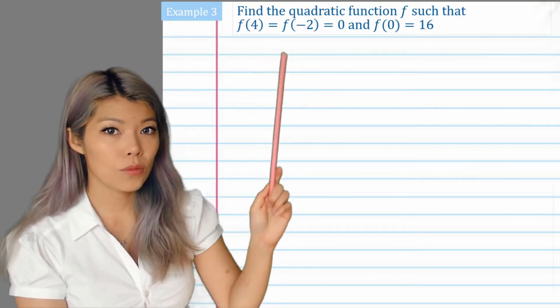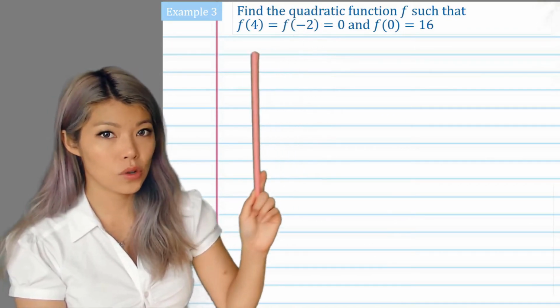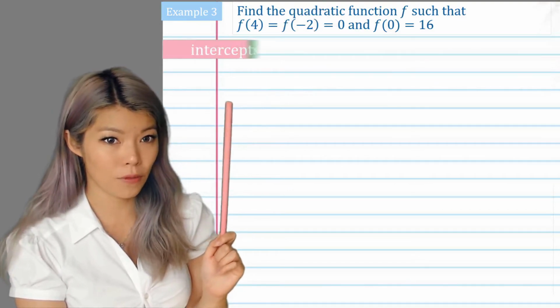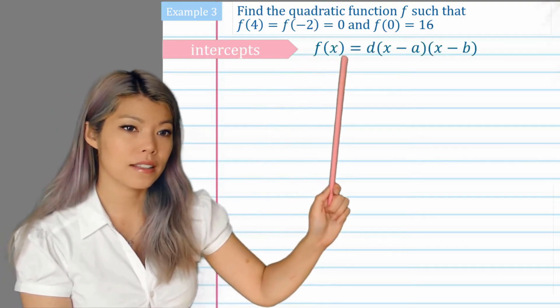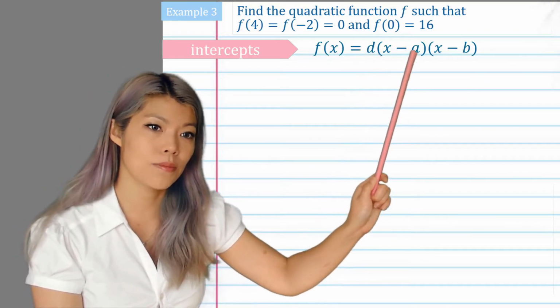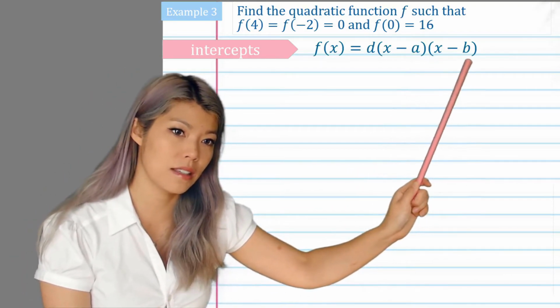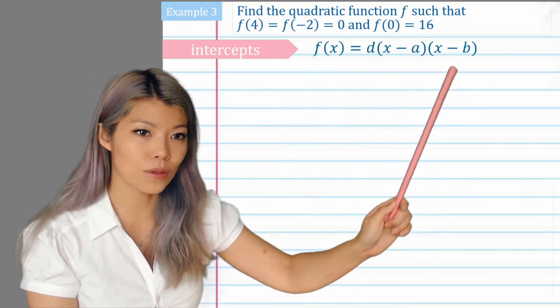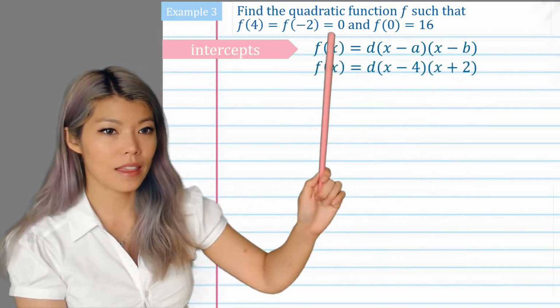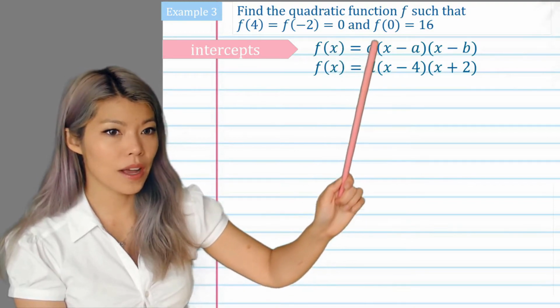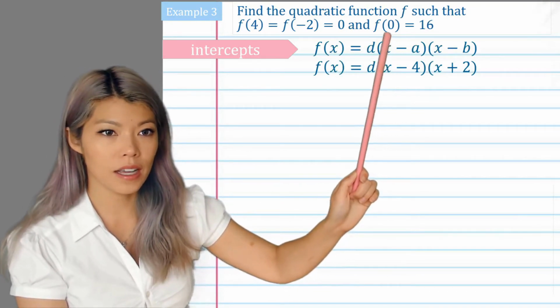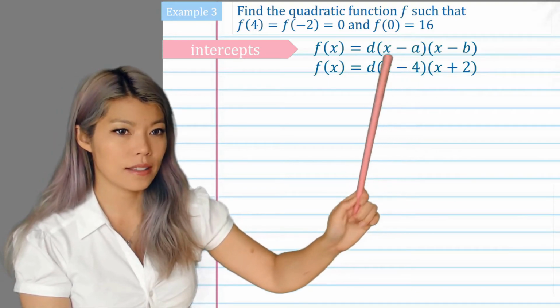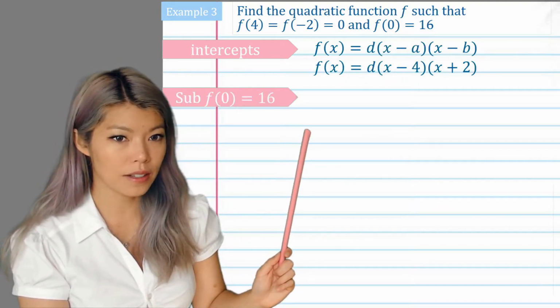So which form would we use? We would use the quadratic equation in the x-intercept form, which is f(x) equals dilation factor times (x minus intercept) times (x minus intercept). So a is 4 and b is minus 2. So we write that out. And then to find what d is, all we have to do is plug in the last coordinate, where x is 0 and y is 16, or the function is equal to 16. So let's put that in.